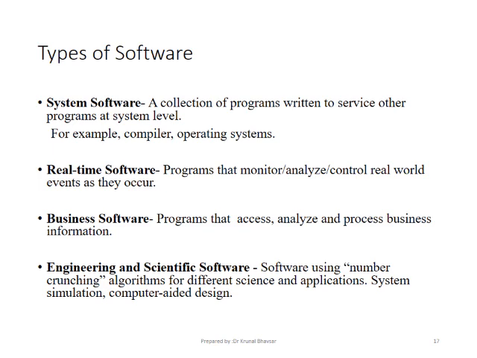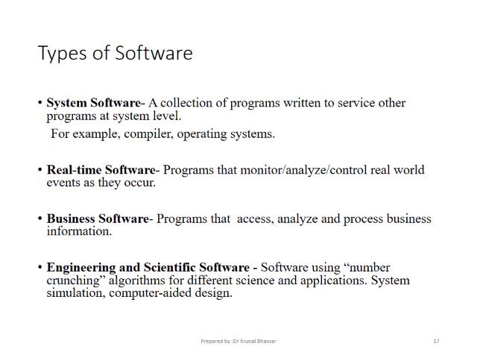Next is real-time software: programs that monitor, analyze, and control real-world events as they occur. That is called real-time software, for example weather forecasting software. Next is business software: programs that access, analyze, and process business information. This is business software.